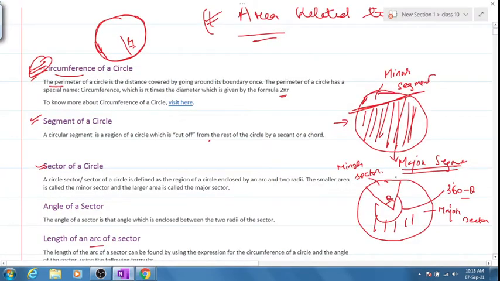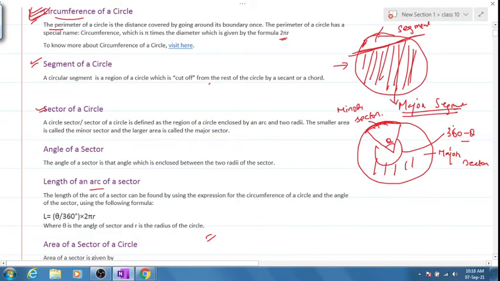So this is the length of the minor arc, this is the length of the major arc. I hope this is clear. The smaller one is the minor arc and the bigger one is the major arc. So there's a specific formula for this. When you're in a sector, the length of the arc is given by theta divided by 360 into 2 pi r. This 2 pi r happens to be the perimeter or the circumference of the circle. Is it clear?